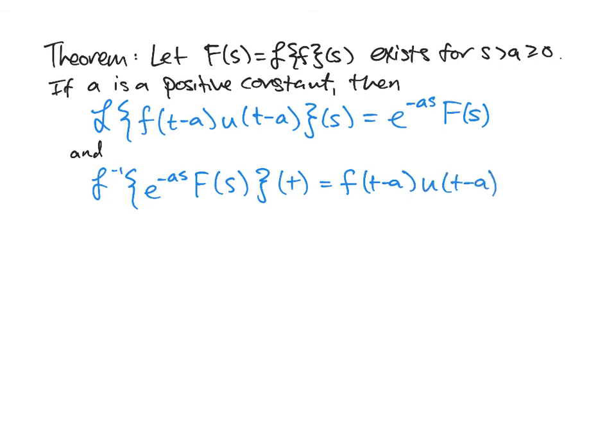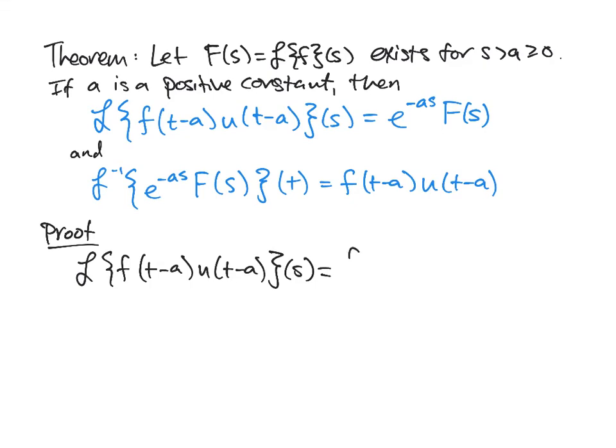So now the f of t minus a is a little bit weird because we've always been dealing with f of t. And the reason for that is just that it's going to make our computations a little bit easier. And then we will see at the end how we deal with this in practice. So let's prove this. We are interested in the Laplace transform of f of t minus a times u of t minus a.